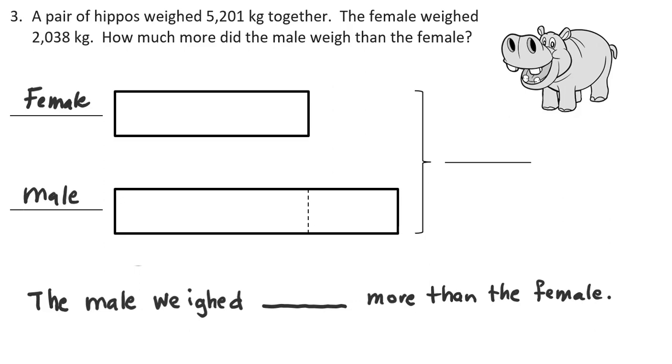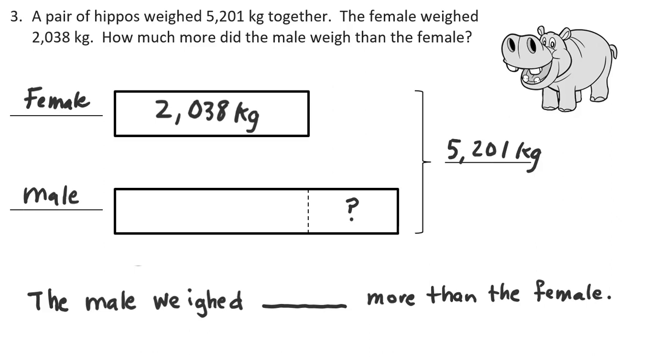And we know that the female weighed 2,038 kilograms. We also know that together they weigh 5,201 kilograms. The goal of the question is to find out how much more the male weighed, so we're looking for that extra length on the tape diagram to figure out how much more the male weighed.